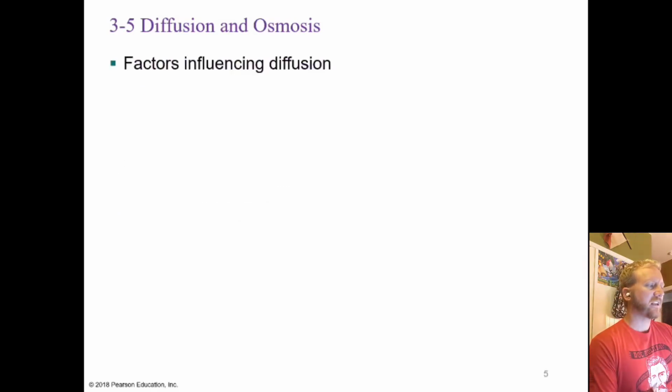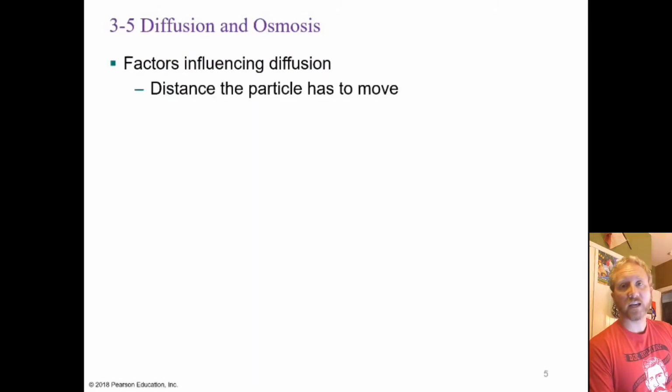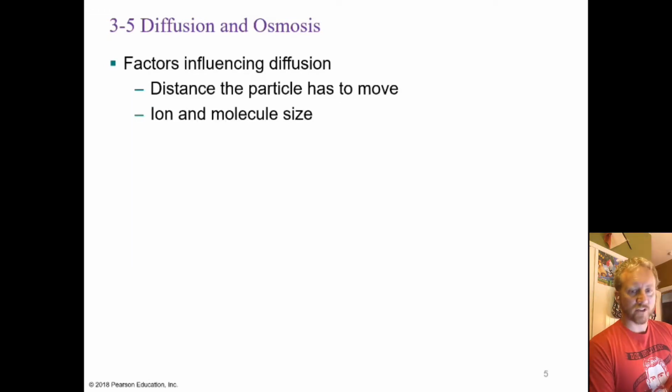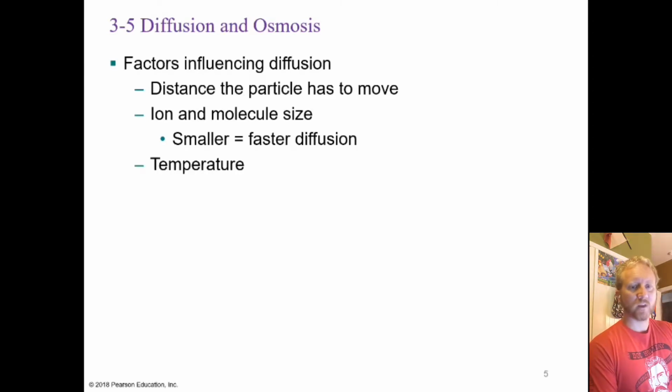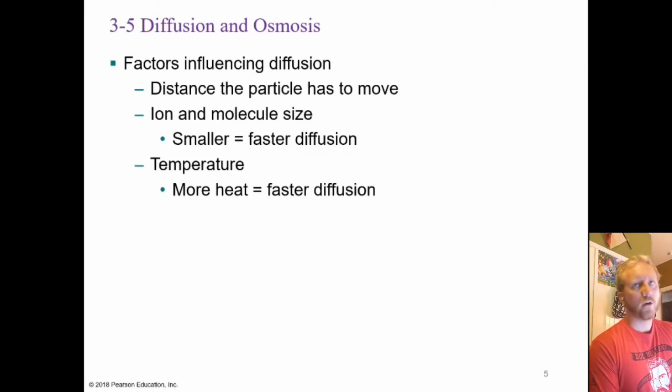So different things affect diffusion, if things are going to speed it up or slow it down. How far the particles have to move: the shorter the distance, the faster it takes place. The molecular size and the ion size: the smaller the molecules, the faster the diffusion. Think of diffusion as kind of like having to navigate through a crowded room, okay? If it's really, really crowded and you're small, you can get through very quickly. If you're large, like a grown-up, it's more difficult to get through. The temperature: the more heat, the faster the diffusion because everything's moving faster.